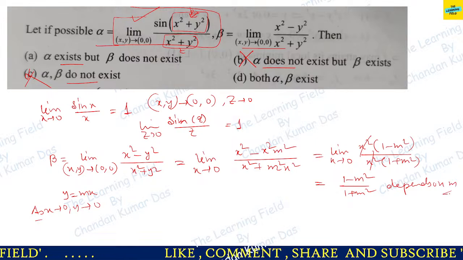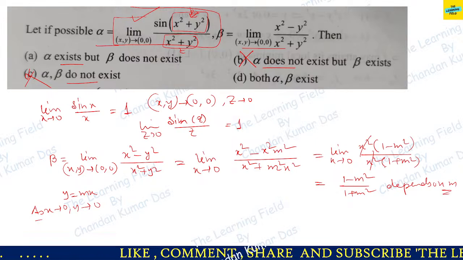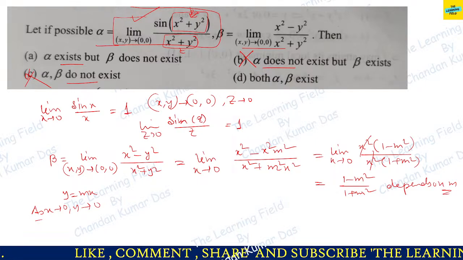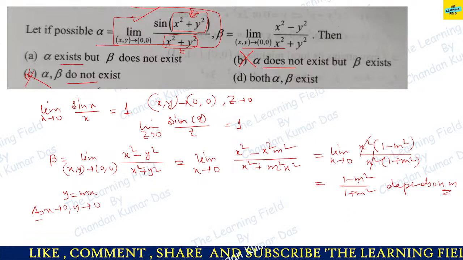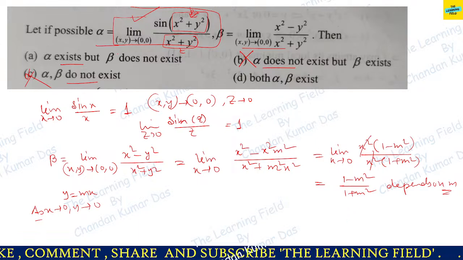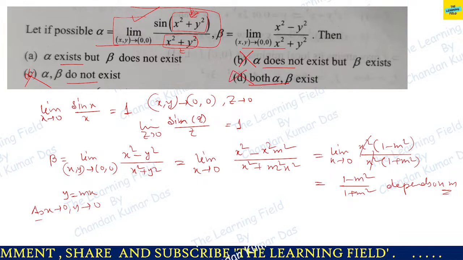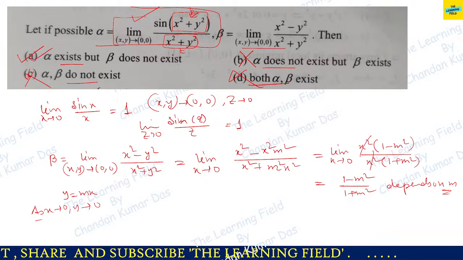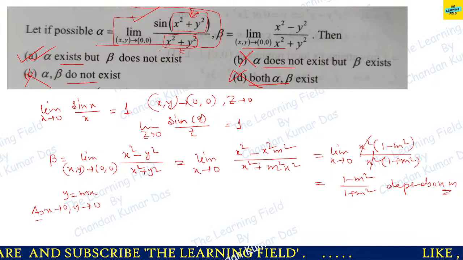So we all know that if the limit depends on m, that is, this gives different values for different values of m, that is, the limit does not exist. Okay, so both exist, option D may be discarded. So option A says that alpha exists but beta doesn't exist.